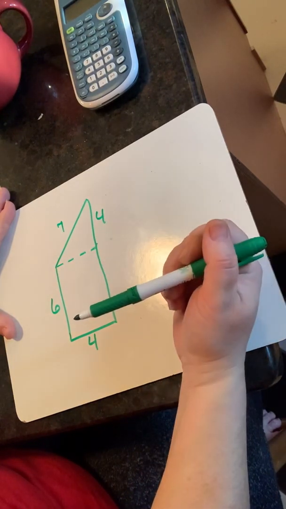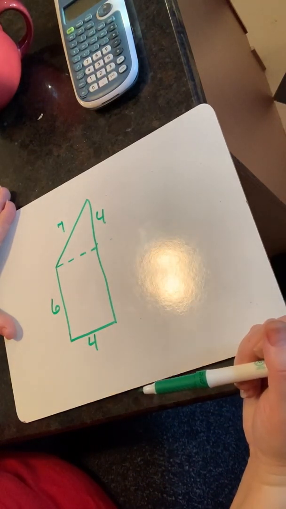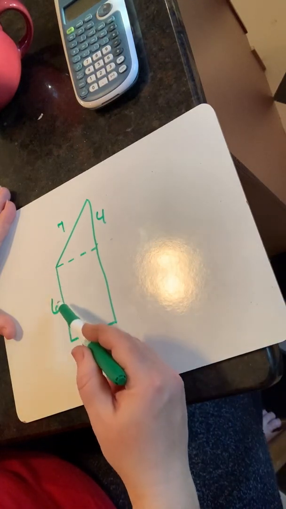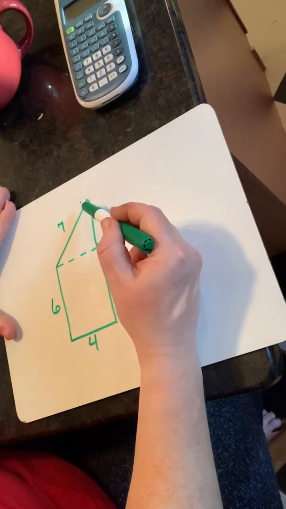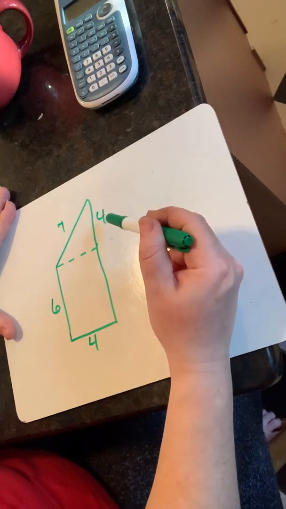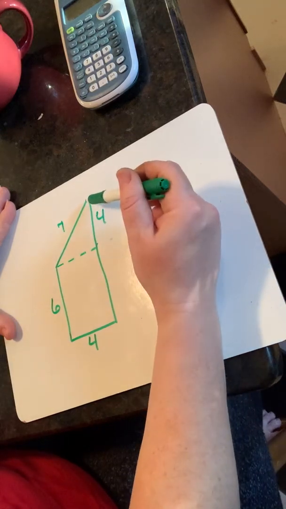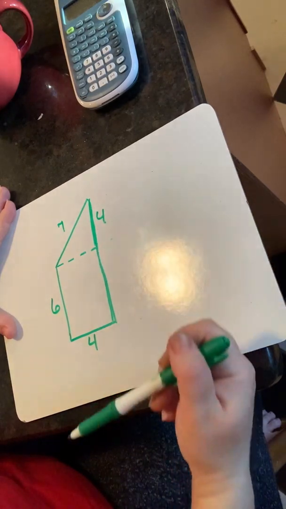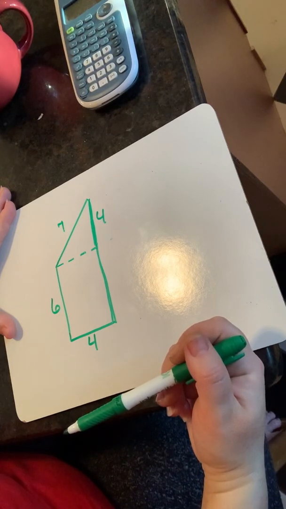So right now we're going to look at perimeter only, the distance around my shape. Well, looking at this shape, I know that this side measures 6, this side measures 4, this side measures 7. But then I have a 4 up here. And the question is, does this 4 represent just this little piece, or does it represent this whole piece down here? So this is where you, as a mathematician, have to think about it. You have to stop and think.